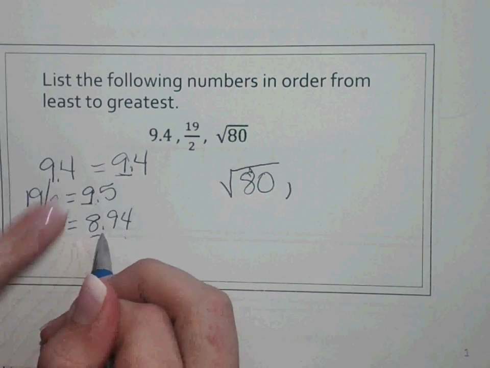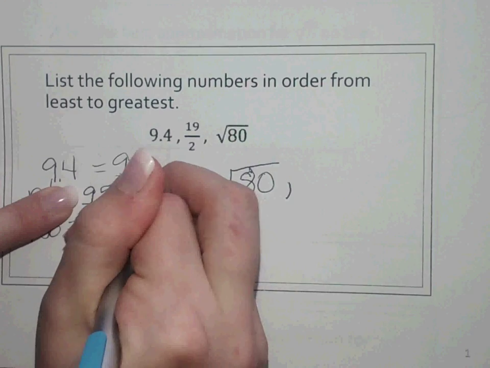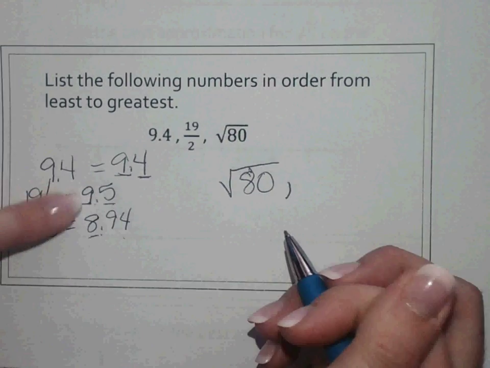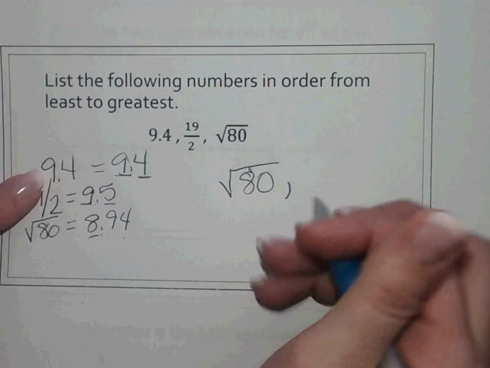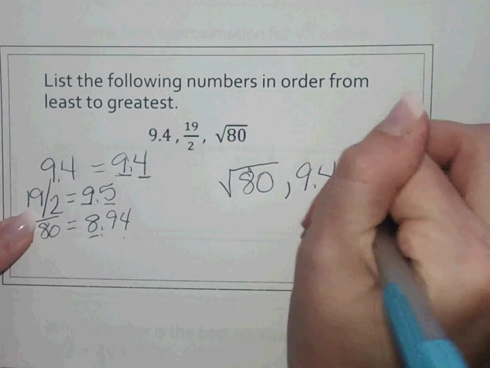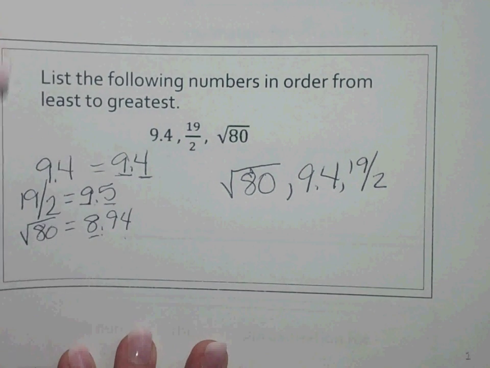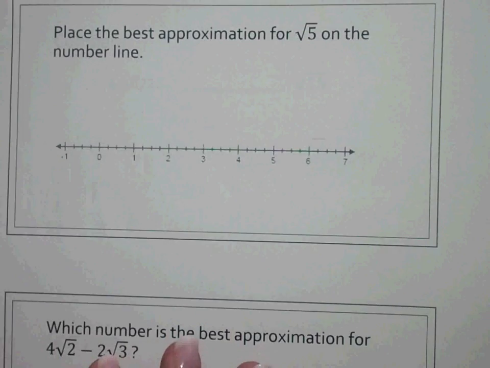Then I look and I've got 9 and 9. Well, those are the same. So I go to the next digit, and I've got 4 and 5. So the 9.4 comes first. And then 9.5, which is 19 over 2. Then I've got those in order from least to greatest.